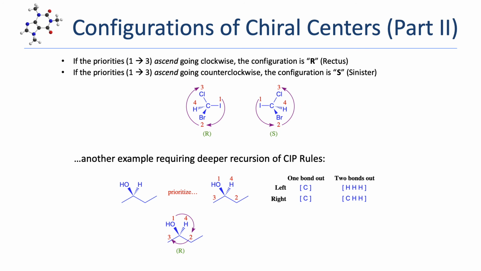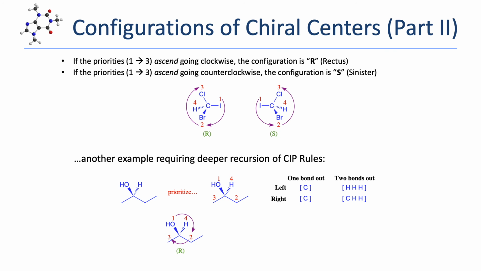R and S stand for rectus and sinister, which are just Latin for right and left. Think about if you're driving a car. If you turn your steering wheel clockwise, the car goes to the right. If you turn your steering wheel counterclockwise, the car goes to the left. So it's pretty easy to remember.